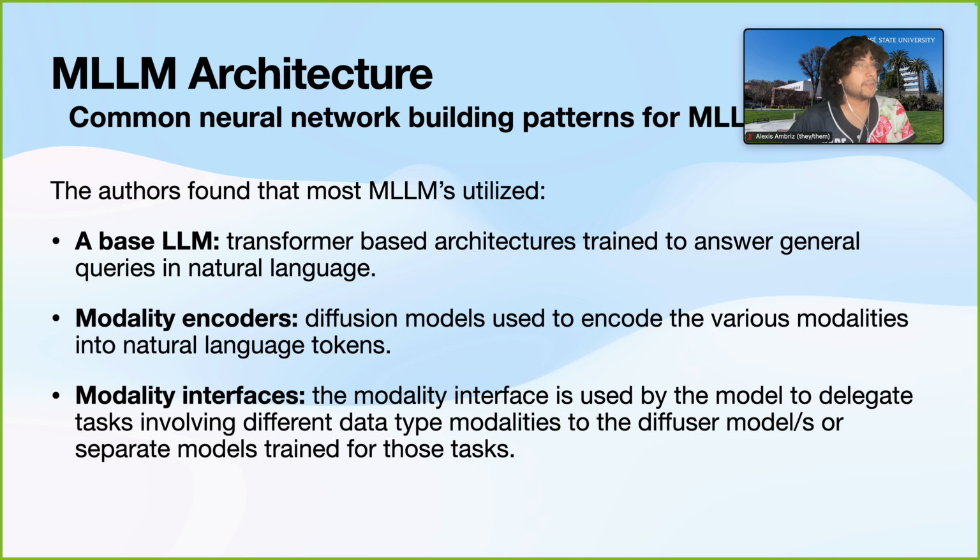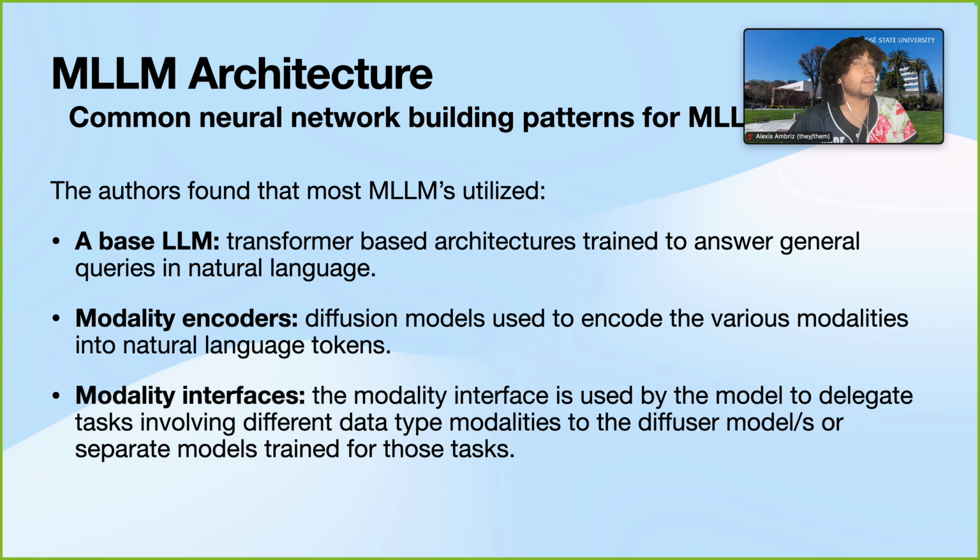They found that transformer-based architectures were trained to answer general queries in natural language. This is the base LLM. So if you are using a diffusion model, the output is going to be text because the base LLM is trained in text and only outputs text. However, it can still use as input images and other kinds of data. It can recognize it, but it doesn't know how to output image or output audio. It only knows how to output text.